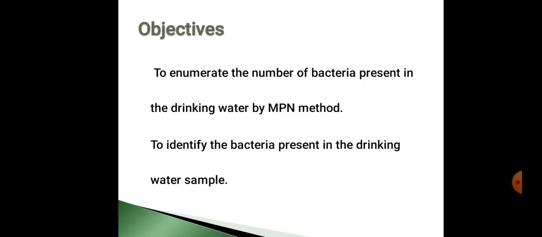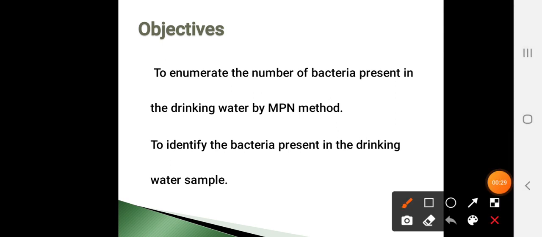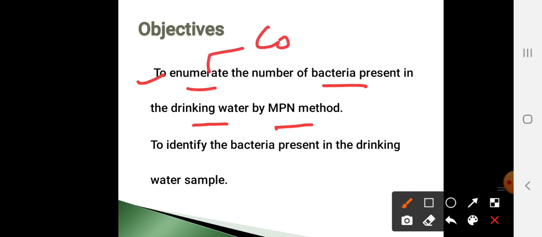What is the principle or objective of this method? It is to enumerate the number of bacteria present in the drinking water by the MPN method. To enumerate means to count the number of bacteria present in the drinking water. Next, to identify which bacteria are present in the drinking water sample.